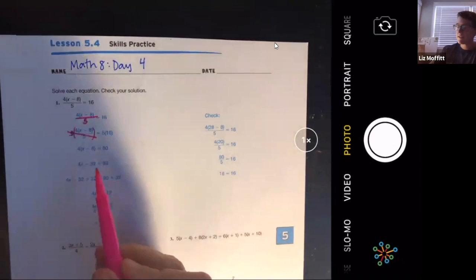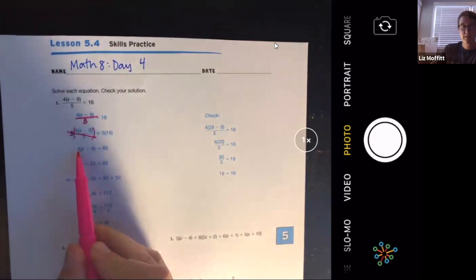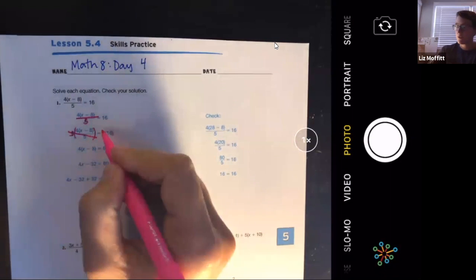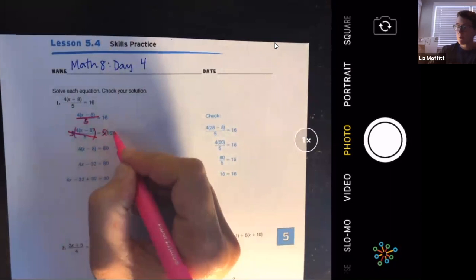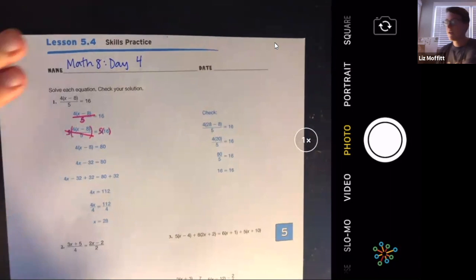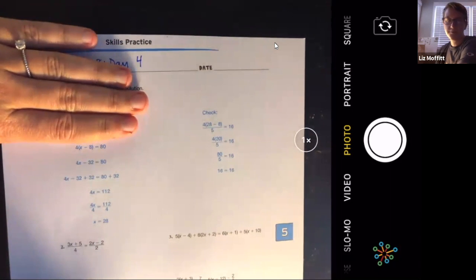So on the left-hand side of the equation, now all that we have left is 4 parentheses x minus 8. But since we multiplied by 5 on the left side of the equation, we also had to multiply by 5 on the right side to keep the balance, or to keep this equation equal on both sides. 5 times 16 gave us 80. Now our equation is looking a lot more simple.